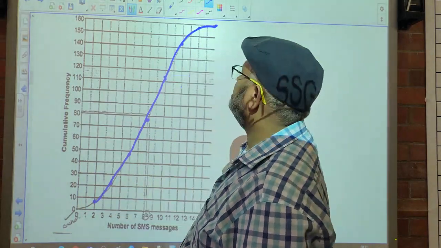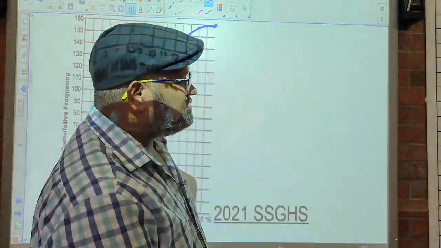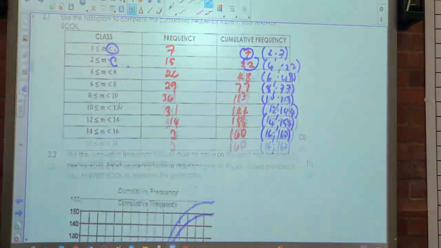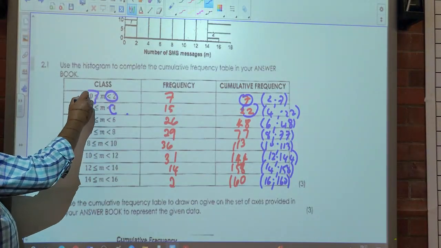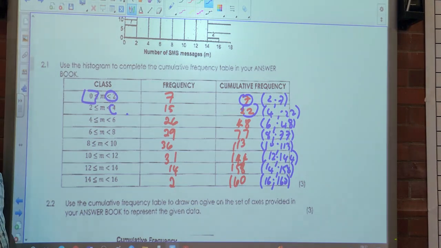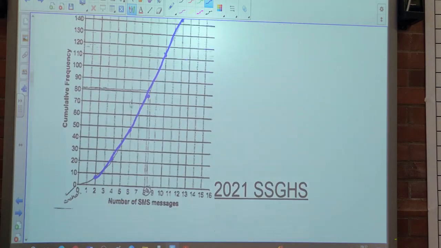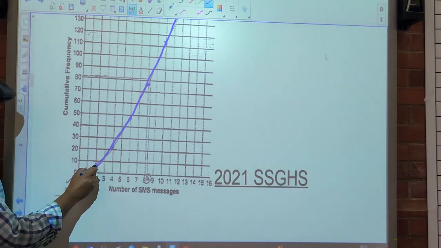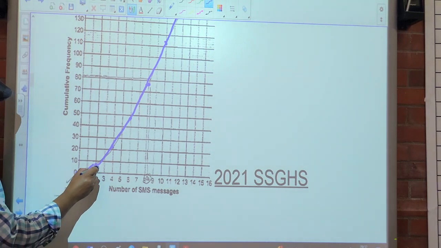Okay. And then what we do is we ground it to whatever value is here. As you can see here, this value is 0. So, people, if that was a 1, they would have grounded to 1. But because it's 0, we ground it to the 0 mark here.